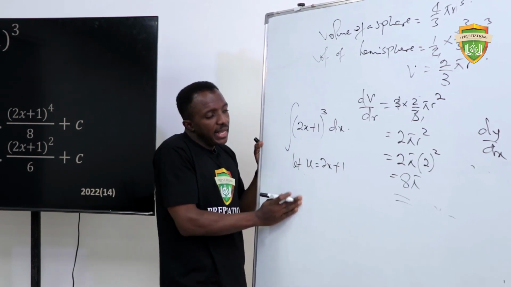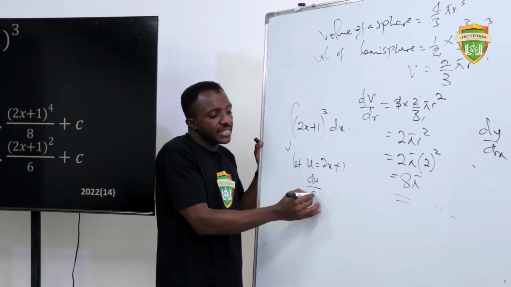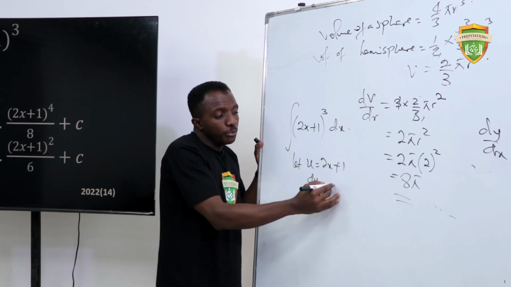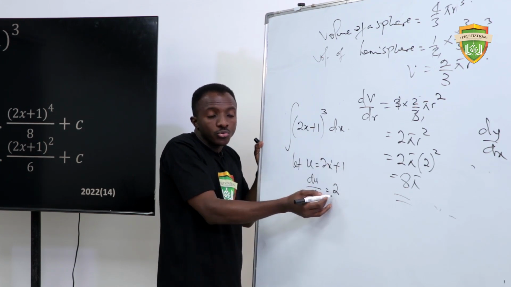Now before then, let's differentiate u with respect to x. du/dx would be, remember there's no x here, so this goes up. It will be 2. From what I taught you, this is like 1. 1 times 2 is 2.